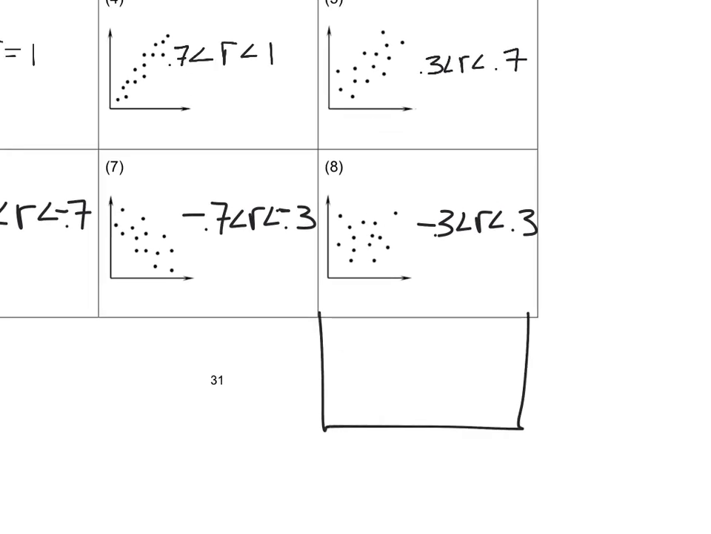Make it number 9. That would be R equals 0. That's the only way that happens, because that means that no matter what happens with the X value, there will be no change in Y.